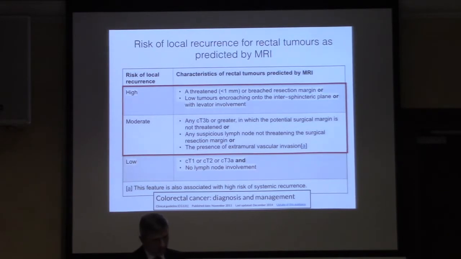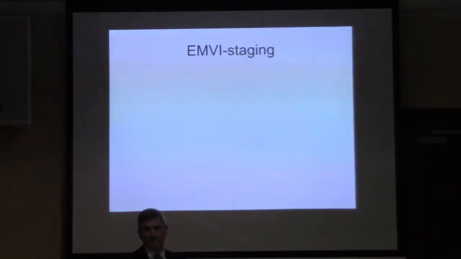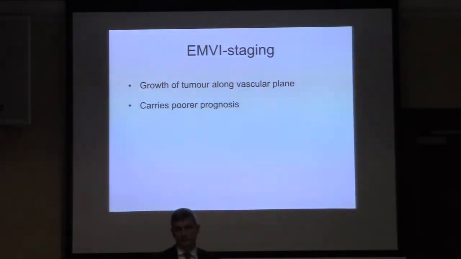So the next thing, which isn't in TNM, which is why TNM is a bit insufficient, is EMVI, extramural vascular venous invasion. And this is where there's growth of the tumour along the vascular plane. And this, very importantly, carries a very poor prognostic outcome. And so this is why we need to record when it's present.